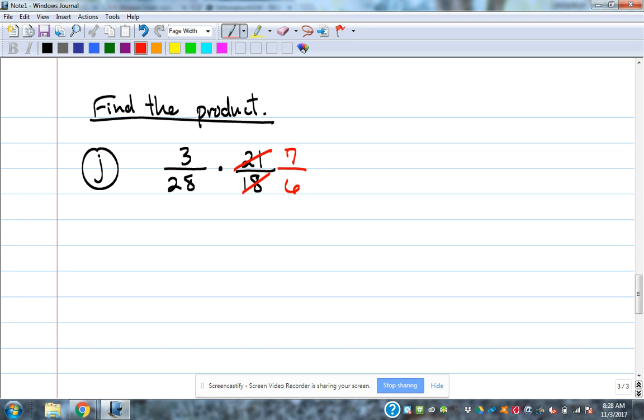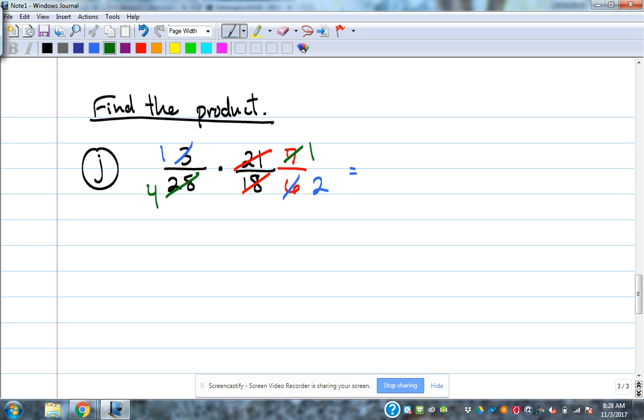Okay, so 3 goes into itself 1 time, into 6 2 times, and now we got a much easier problem to multiply out. 1 times 7 is 7, and then 28 times 2, not a huge number, 56. Oh, the 7 and 28 could simplify too. Let's back up.